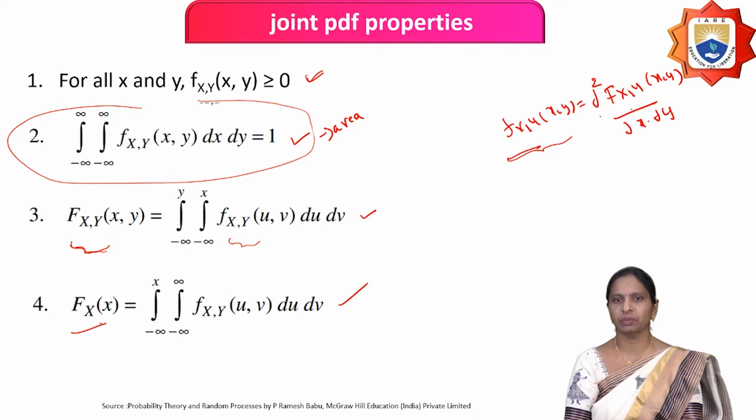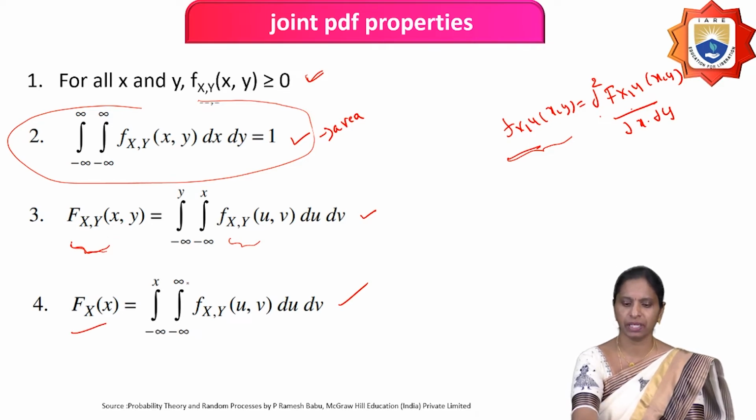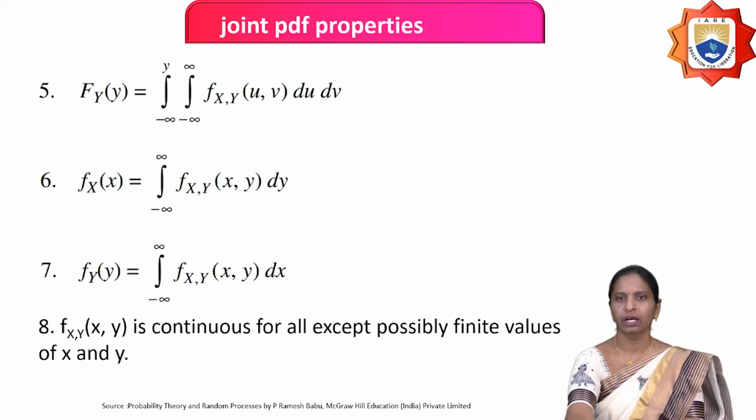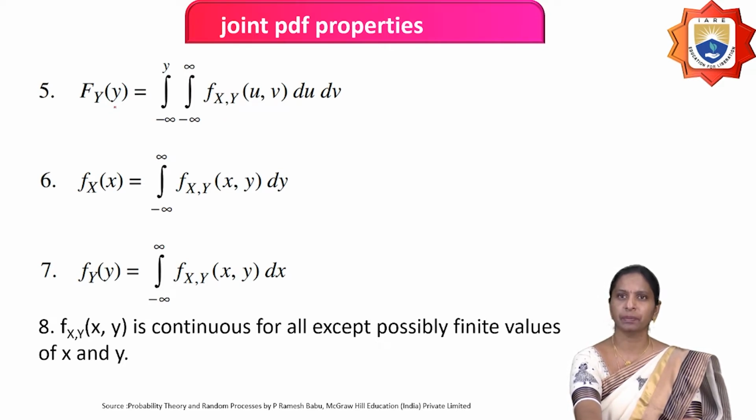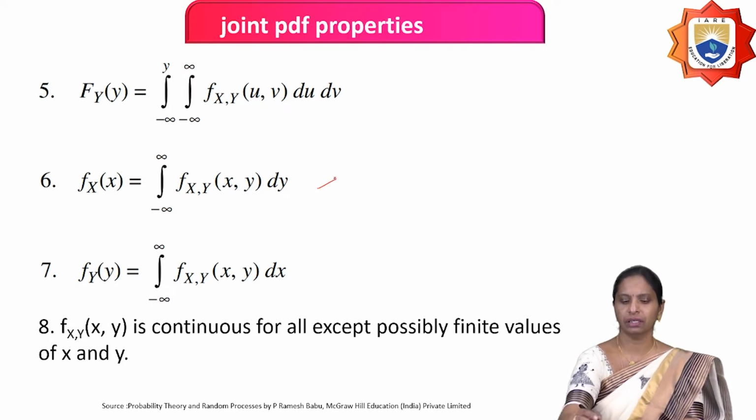So the marginal distribution function of the random variable x is obtained by keeping y equal to infinity. There is a third property. And the fourth property states that the marginal distribution function of the random variable y is obtained by keeping x as infinity. And the sixth and seventh properties both give the marginal density functions of the random variables x and y.